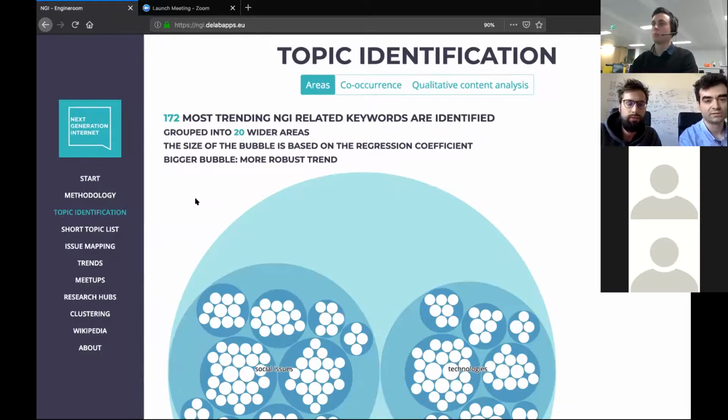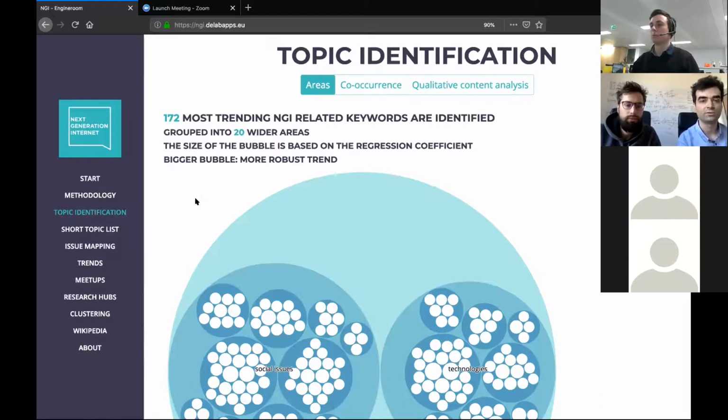And the basis of the analysis is that we have calculated term frequencies. So we know how many times various terms appeared in a given article. And we have calculated which are the terms that have encountered the greatest growth in frequencies.